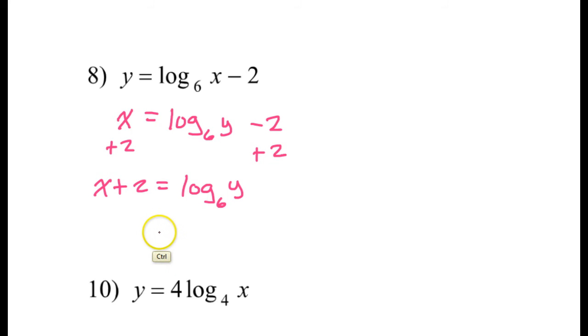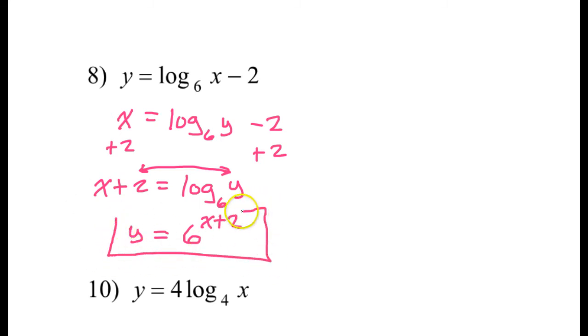It's time to change the form to exponent form. Start with the base, which is 6, bring that down. Everything else has to change sides. So the y is going to come over here to the left. The x plus 2 is going to come over here to the right as the exponent. And that's actually the final answer. Y equals 6 to the x plus 2 power. That's the inverse.